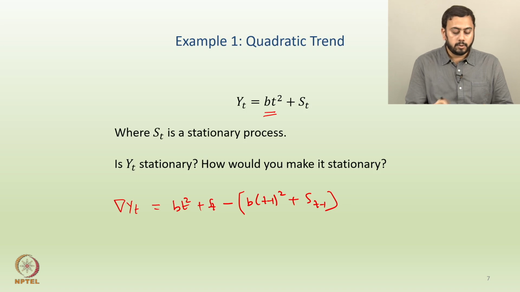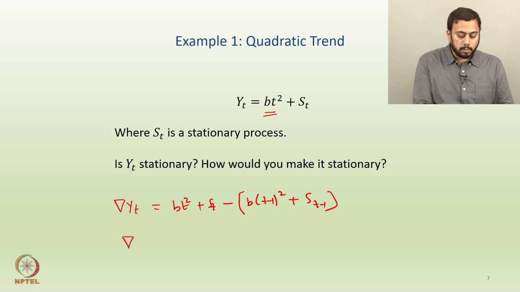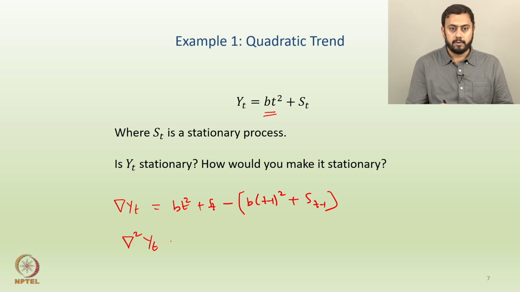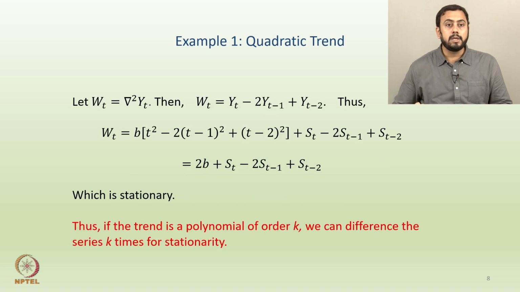So, what could be done here? I can essentially apply the nabla operator twice. So, how about nabla square applied on yt? Possibly you would reduce yt to a stationary process now, and we will see how. In the next slide there is an explanation. Let us say you define Wt to be nabla square of yt, then Wt would be yt minus 2 yt minus 1 plus yt minus 2. This is the definition of nabla square yt.